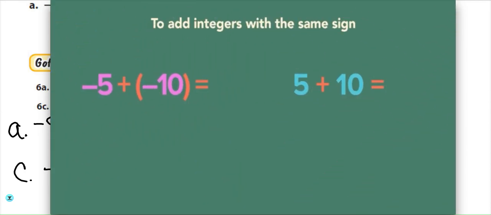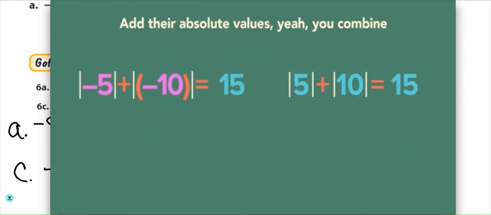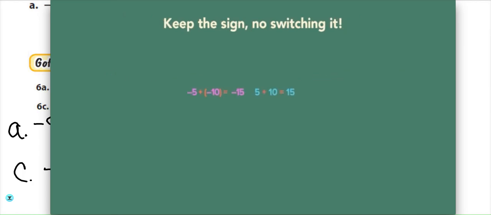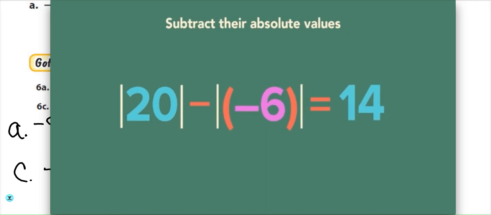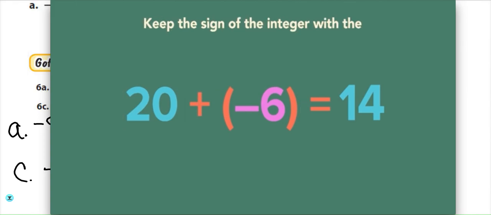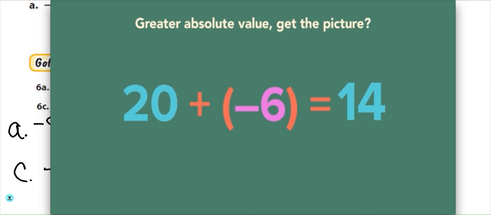To add integers with the same sign, add their absolute values, you combine. Keep the sign, no switching it. To add integers when the signs are different, subtract the absolute values. That's step 1, but now you keep the sign of the integer with the greater absolute value. Get the picture?